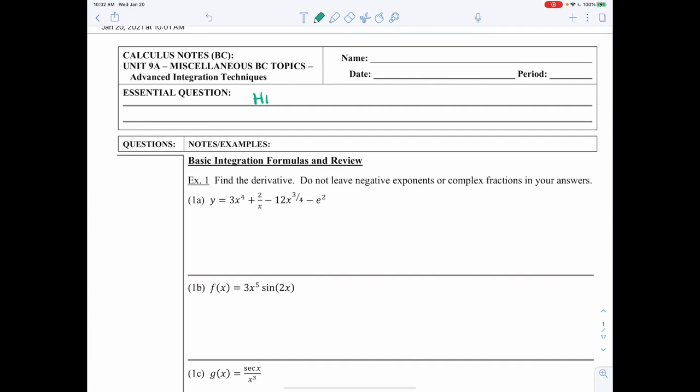Our essential question is, how do we correctly diagnose which integration technique to solve problems? So I want to start off today with a little bit of review, if you will.